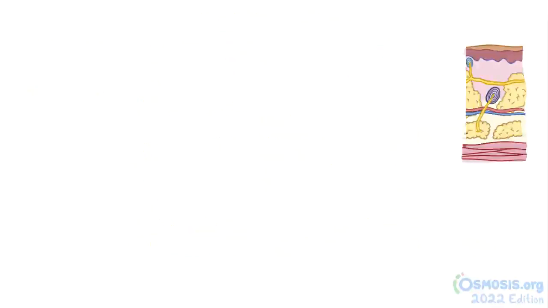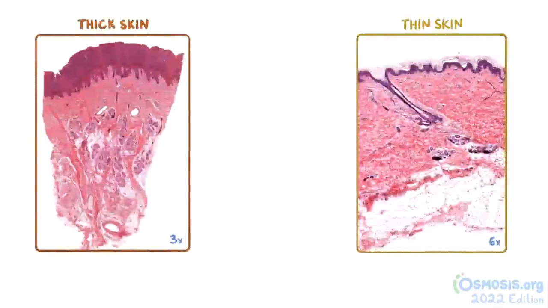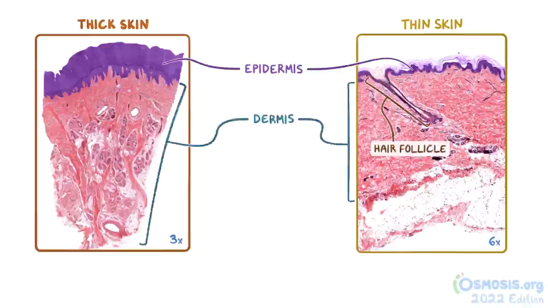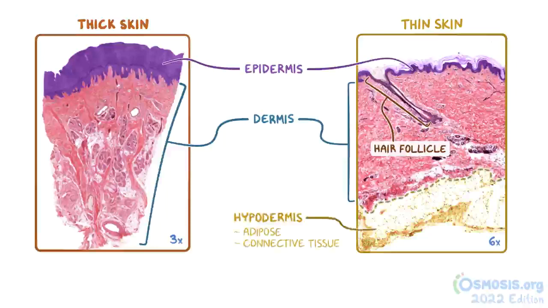If we compare histologic images of thick skin and thin skin at low magnification, we can see the three main layers that make up the skin. At the top of the image is the surface epidermal layer, or epidermis, and that's the part that's significantly thicker in thick skin. Hair follicles are only found in thin skin, and as we can see in this image, they're located in the middle layer called the dermis or dermal layer. The third and deepest layer is called the hypodermis, which consists mainly of adipose and loose connective tissue, although this image of thick skin doesn't include the hypodermis.